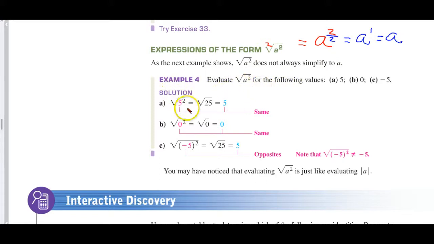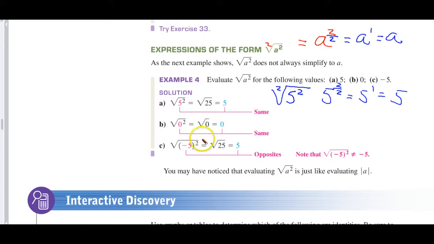So, if we have 5 squared, let's just do that here. The square root of 5 squared, there's a 2 there. I take away the radical sign, that becomes 5 to the 2 over 2, which is 5 to the first, which is 5. Now, this one, of course, 0 squared is just 0.